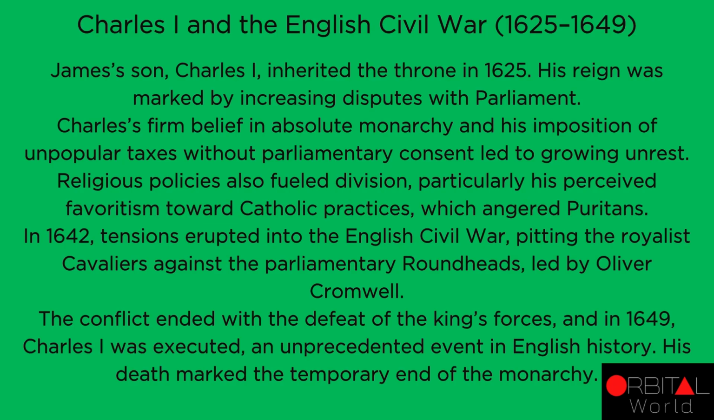In 1642, tensions erupted into the English Civil War, pitting the Royalist Cavaliers against the parliamentary Roundheads, led by Oliver Cromwell. The conflict ended with the defeat of the king's forces, and in 1649, Charles I was executed, an unprecedented event in English history. His death marked the temporary end of the monarchy.